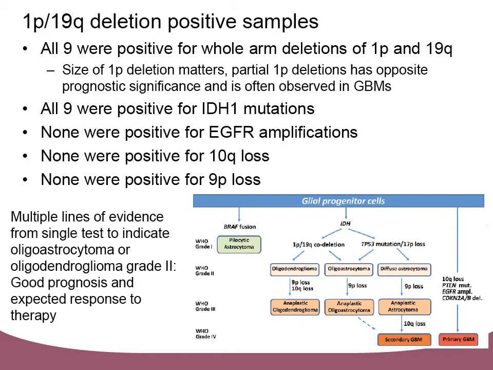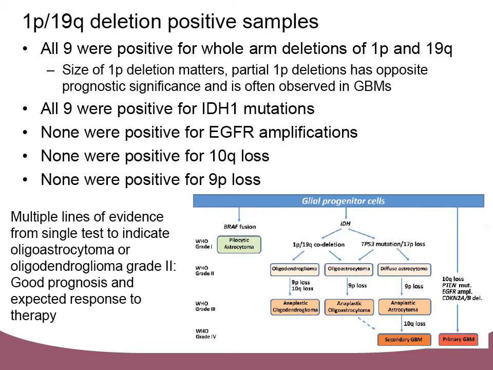For the 1p19q deletion positive cases, they were all positive by FISH, they were all positive by OncoScan. And one of the nice things about getting the sizing is that we expect these to be whole arm losses because of the mechanism of it being a whole arm translocation with then loss of one of the derivatives. And so you really could be sure that you were looking at the type of 1p19q that you expect. And that size matters because you can see partial 1p deletions in glioblastomas without the 19q, but they're not whole arm, they don't have the 19q, and they have the opposite prognostic value. So getting that sizing can matter.